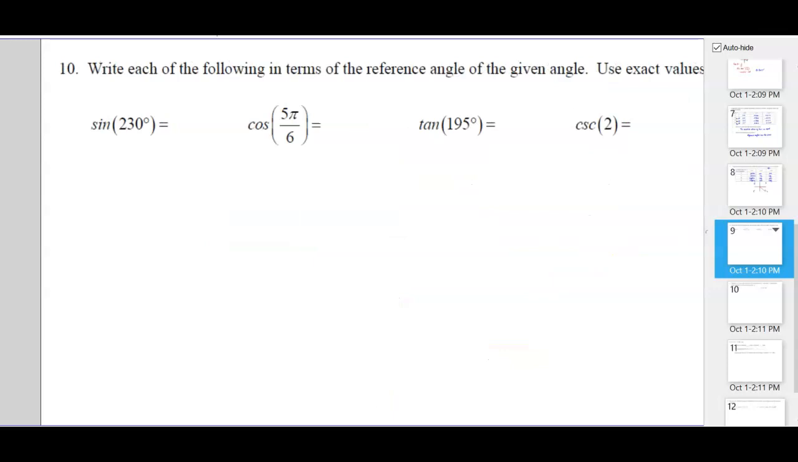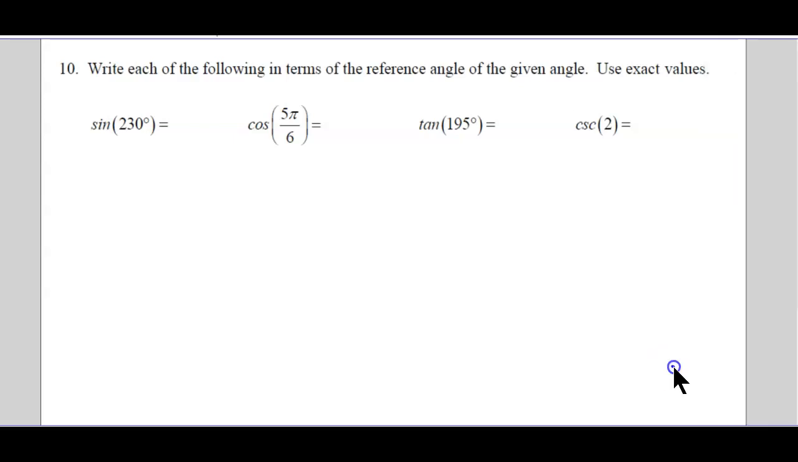Okay, so we got to question 10. You may have worked ahead, that's awesome, but we're going to do it together to make sure you're on track. So I need no talking. Silence. Write each of the following in terms of the reference angle of the given angle.